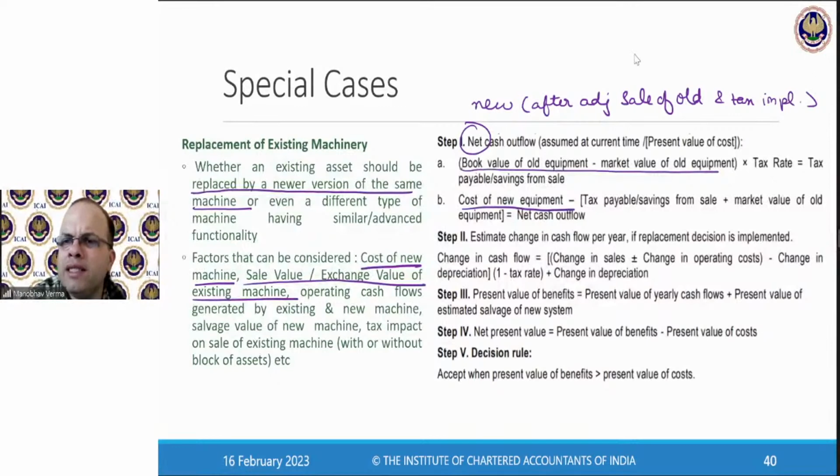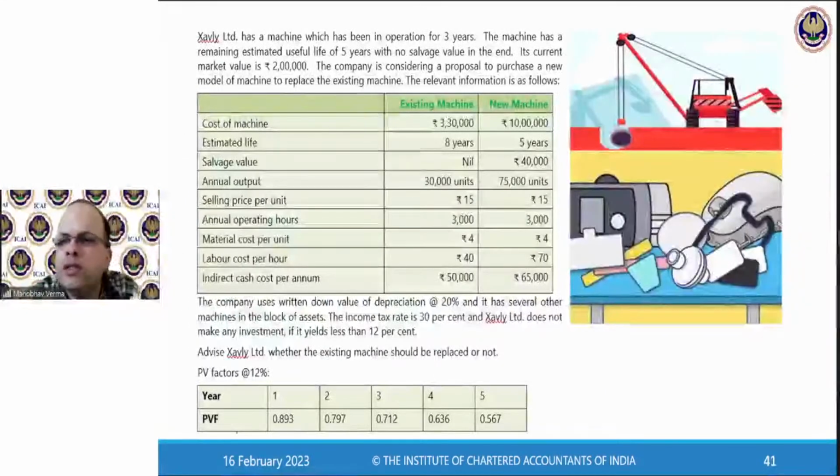There is no new concept, guys, here. However, the practical challenge could be where you apply this thought process into a question, into a scenario, into a case study, you might miss a point or two. So let's do this. Let's target to look at this particular question slowly. I want everyone to understand for 3 years. Machine has been, remaining estimated useful life of 5 years with no salvage value in hand. Its current market value is 2 lakhs, guys.